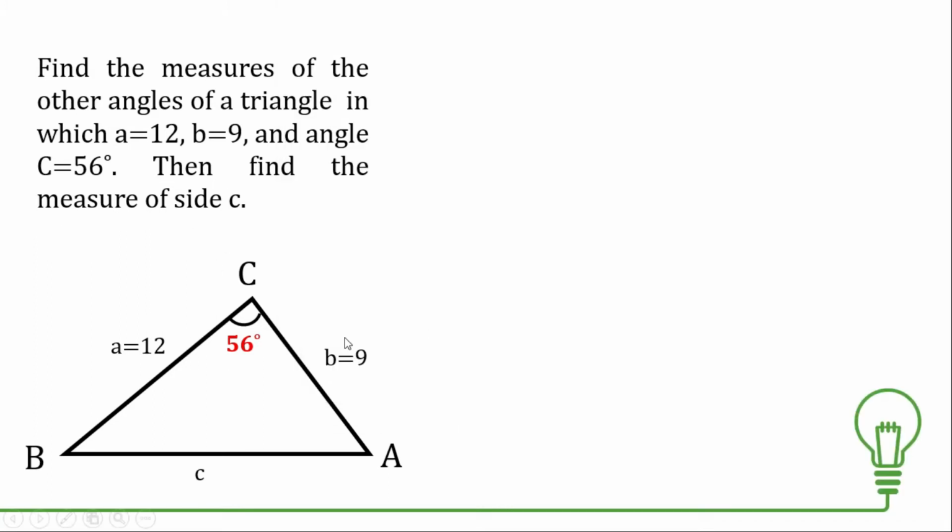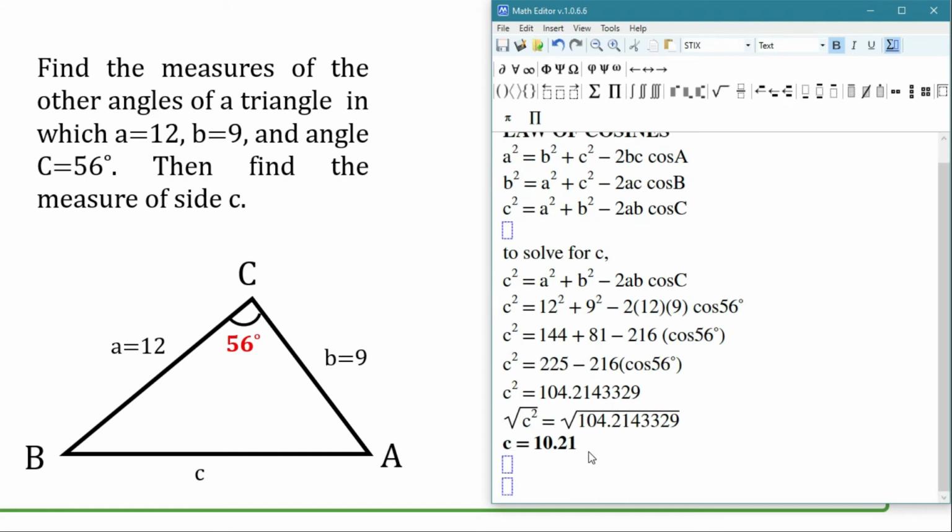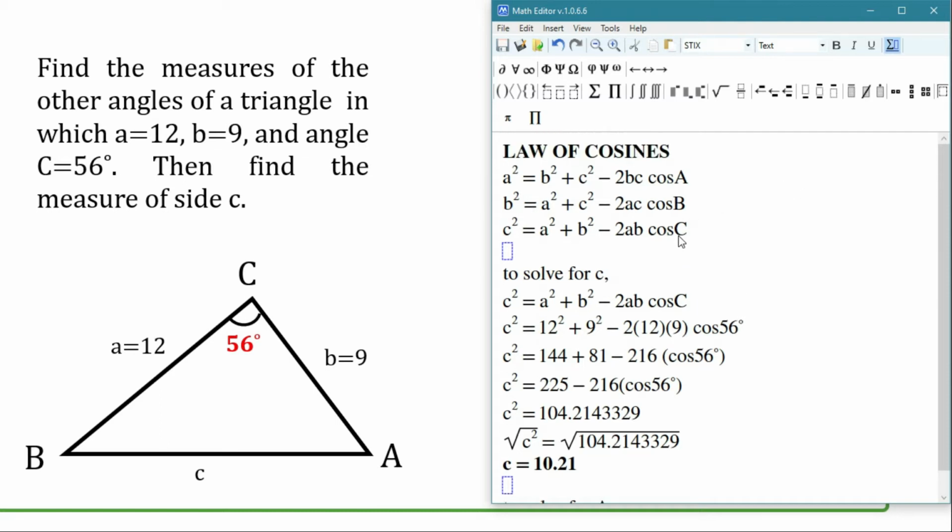Okay, next, let us now try to solve for angle A. So balik tayo dito kay law of cosine. Sino kaya dito yung nagko-contain ng angle A? Is it the first, the second, or the third? Okay, so si first po yung nagko-contain ng angle A. So yun po yung gagamitin nating formula for us to solve for angle A.